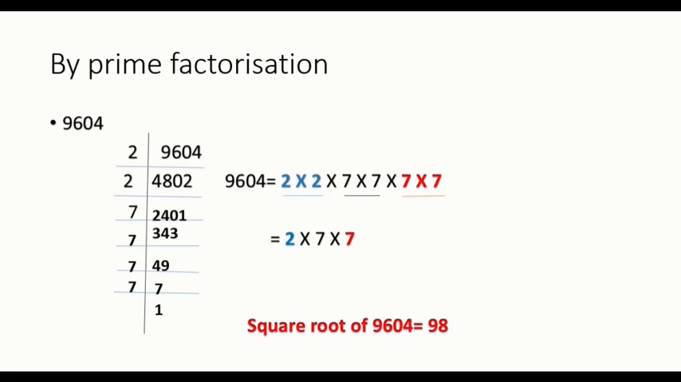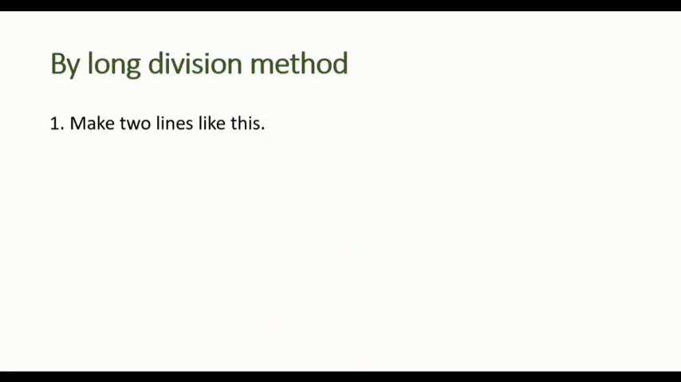You can also write it in the other form by using the symbol of the square root like this, which states that the square root of 9604 is going to be 98. So this is how you can find the square root of any number using the prime factorization method. Moving to our next method, which is the long division method, let's solve the same number 9604.